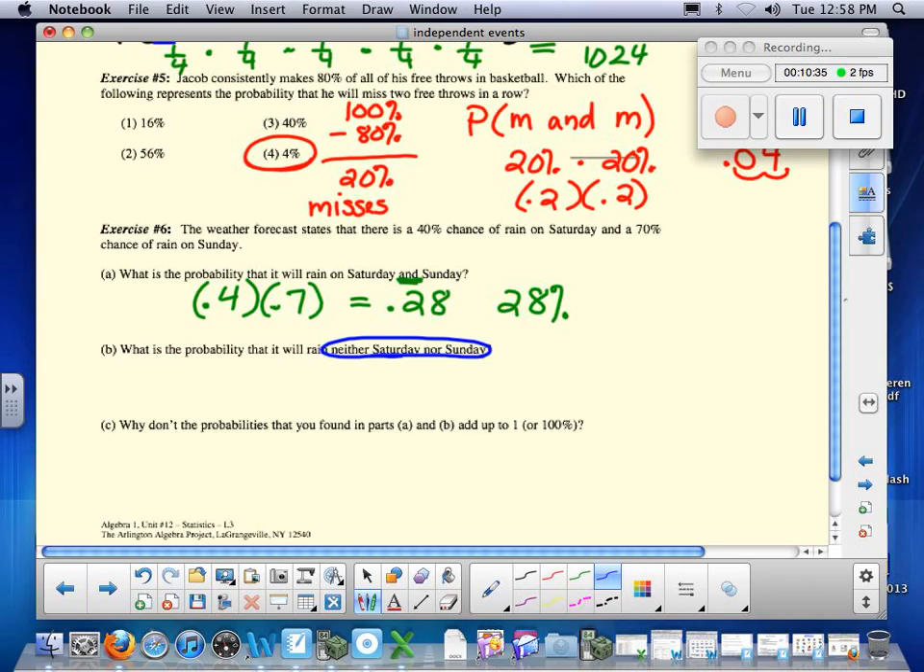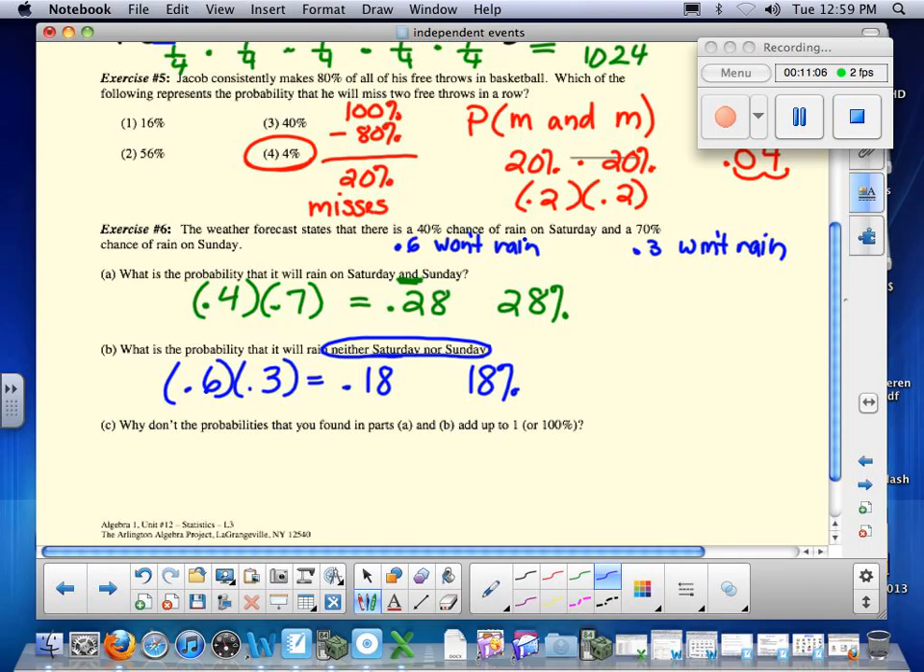No. Wait, what? Where'd you get 0.6 and 0.3 from? Oh, so the chance that it won't rain on Saturday is 60%, and the chance that it won't rain on Sunday is 30%. So 0.6 times 0.3 is about 18%. Pretty low odds, right?